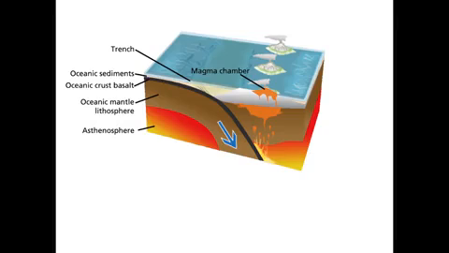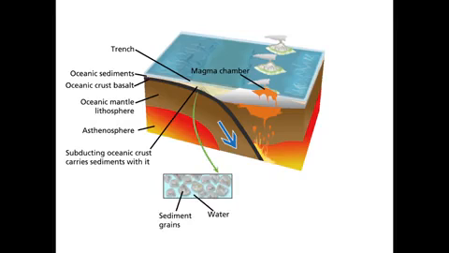It's called fluid-induced melting because as this oceanic crust goes down, it carries sediments with it, and in between these sediments lie water. The water that's trapped between these sediment grains causes a lowering of the melting temperature, and this allows melting of these sedimentary rocks to occur as they descend.